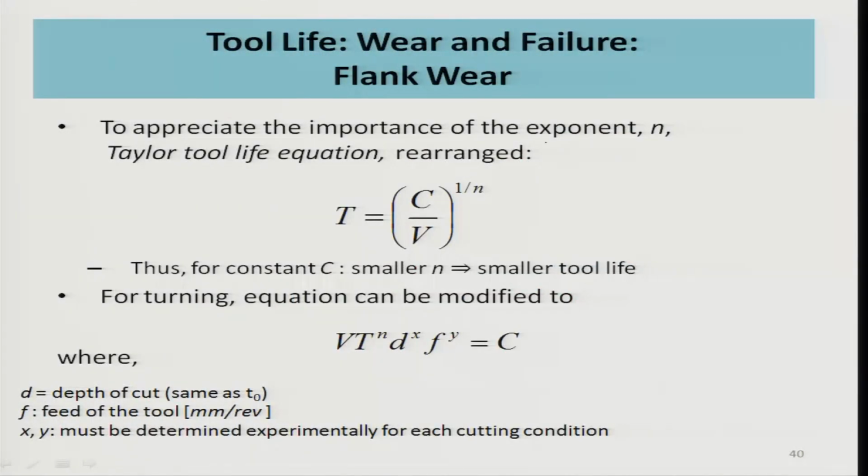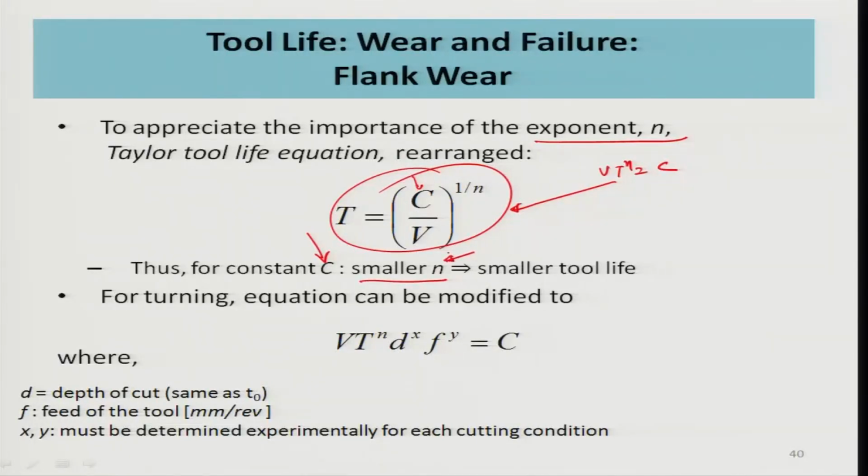To appreciate the importance of the exponent n, if I can just simply rearrange the Taylor's equation, it results in t equal to c by v to the power of 1 by n. So, thus for a case where c is constant, let us say for a certain set of cutting conditions including the tool and the material, if I have a smaller n, which means higher this coefficient 1 by n.